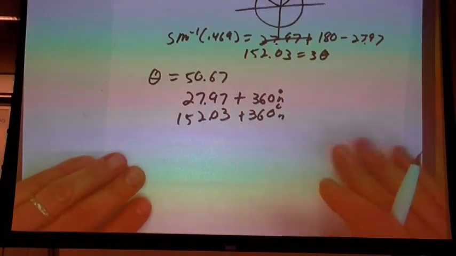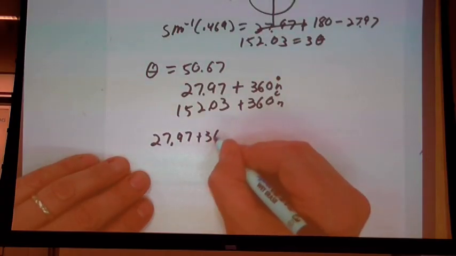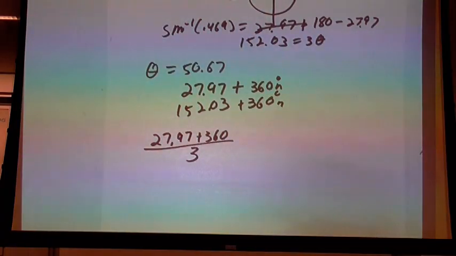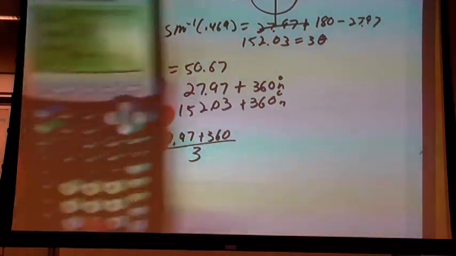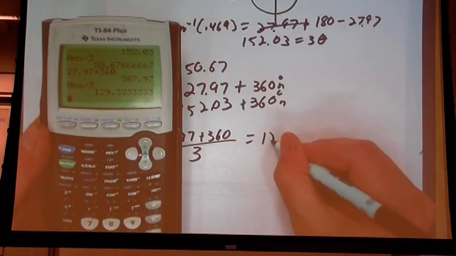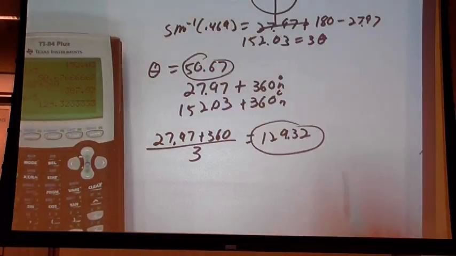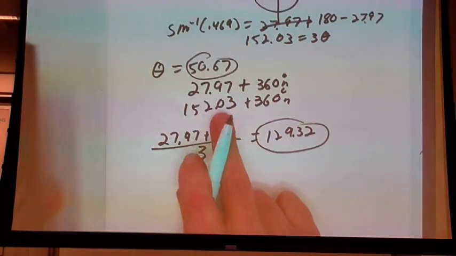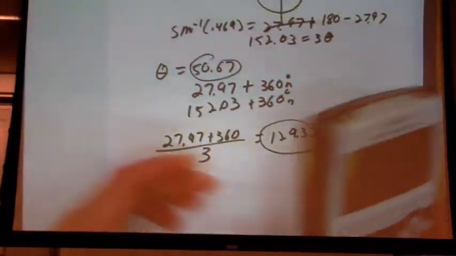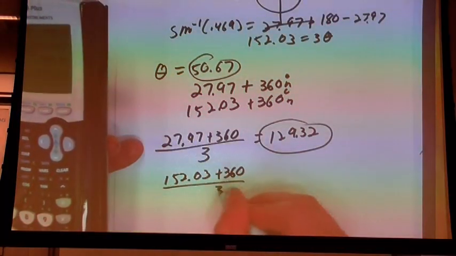So let's just take a look at one more here. Let's look at 27.97 plus 360 and divide that by 3. That might be one of our solutions. Right? So 27.97 plus 360 and divide that by 3. Okay, 129.32. That's another solution. I guess I should circle these. All right, now let's look at 152.03 plus 360 divided by 3.